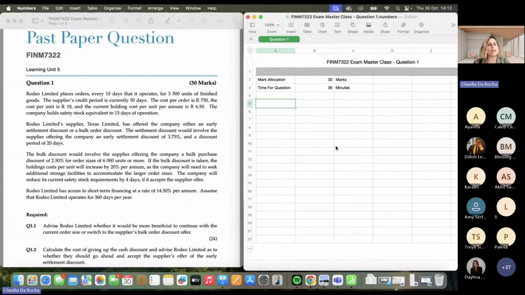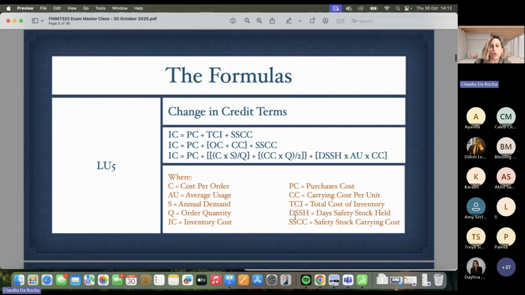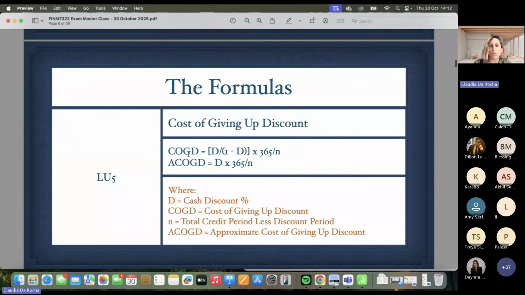Right, so question 1.2, calculate the cost of giving up the cash discount and advise Rodeo Limited as to whether they should go ahead and accept the supplier's offer of the early settlement discount. So again, we are still in Unit 5. We are now with these formulas, the cost of giving up your discount. Okay, remember I said, if they don't tell you, use both. But the more accurate one, if you need to compare, because in this question they're asking you to advise, you would use this one. The more accurate one.